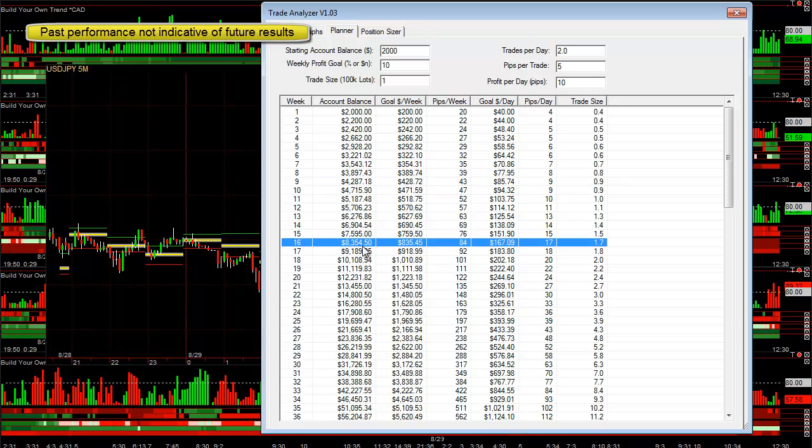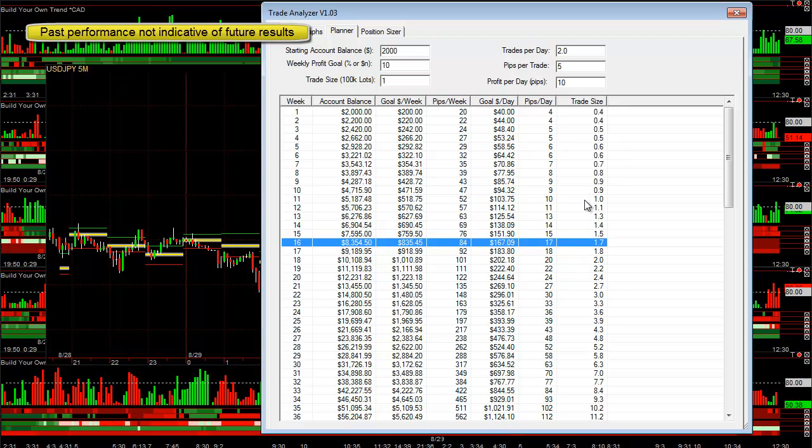2 more months, it's more than doubled because we're not using fractional. We're just incrementing this by mini lots. When we first created this tool, brokers really did not have micro lots, so that's why we incremented it in mini lots.